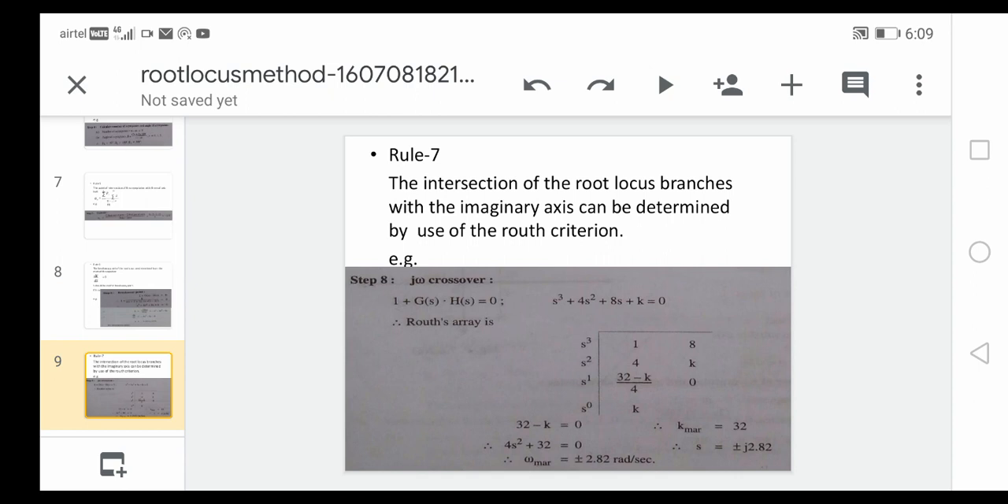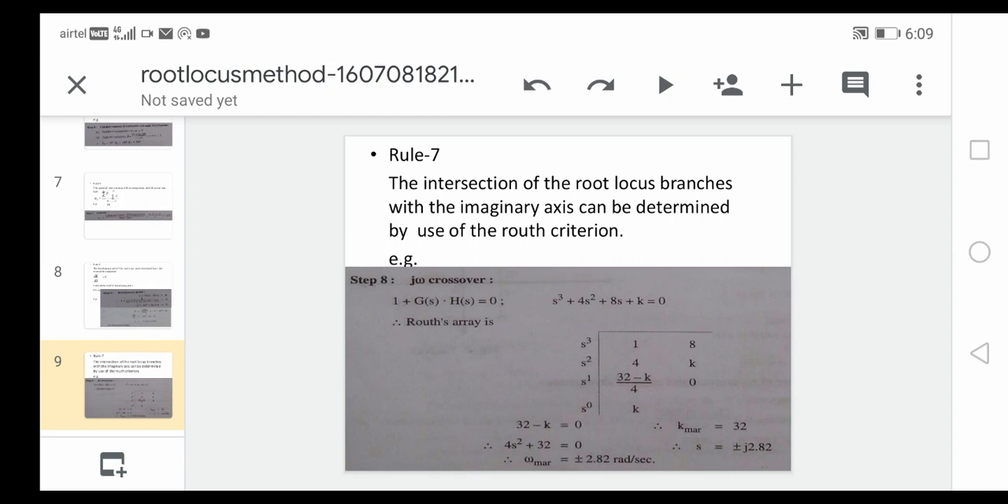Next you need to identify the point of intersection. The point of intersection is nothing but the intersection of the root locus branches with the imaginary axis, which can be determined by use of the Routh criterion. We already know the Routh criterion. To find the point of intersection, we are going to use the Routh criterion, which tells at which point the root locus touches the imaginary axis.